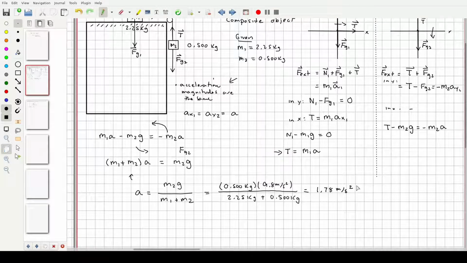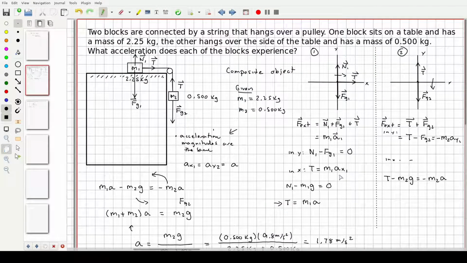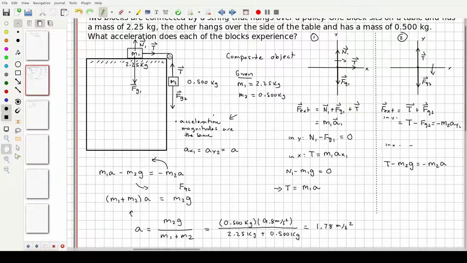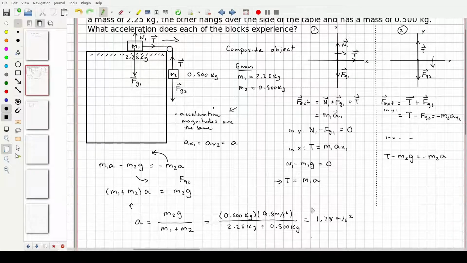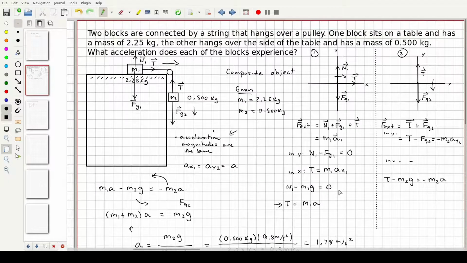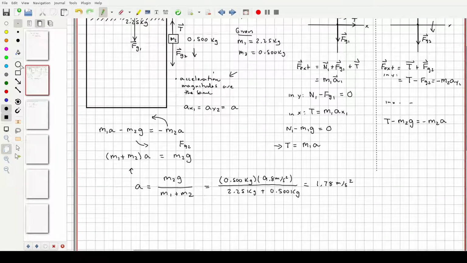Now, so what does this mean? Well, block 1 is going to accelerate this way at this acceleration right here. But block 2 is going to accelerate this way at this acceleration right here. Now, 3 sig figs. And this right here is our answer. Okay? Now, so it's one example.